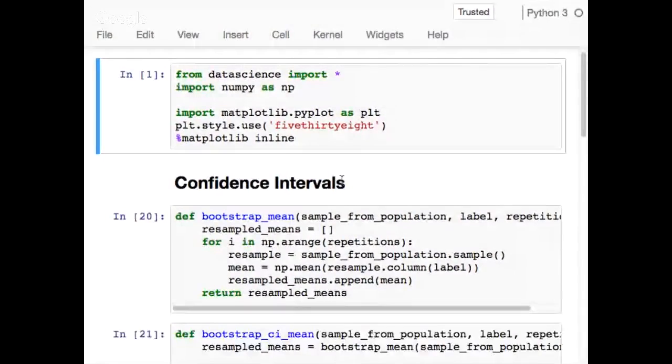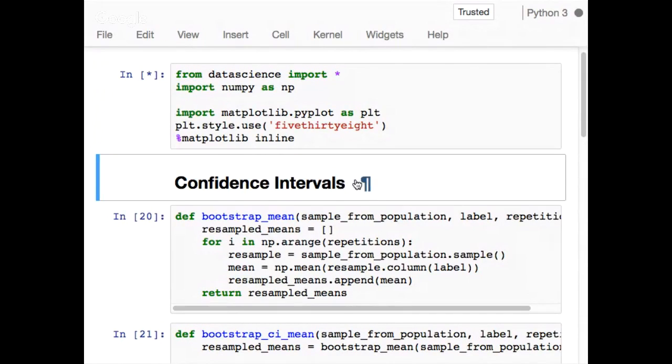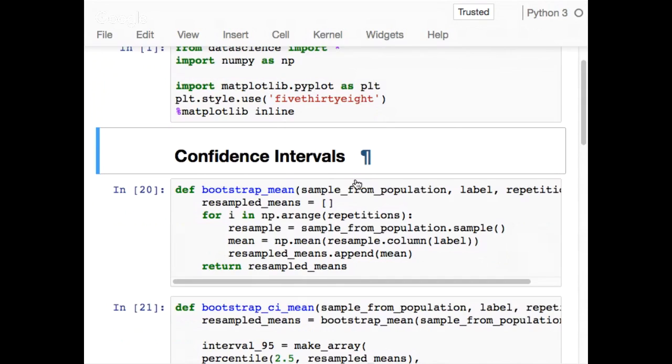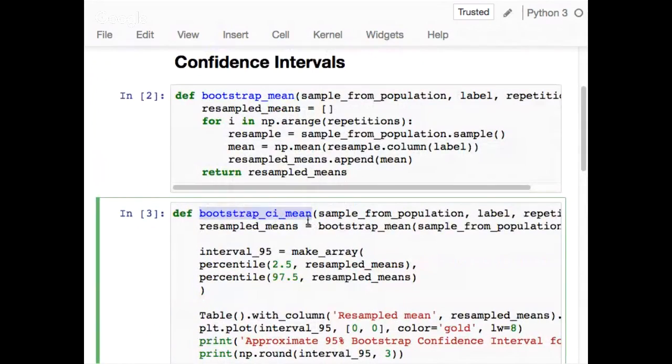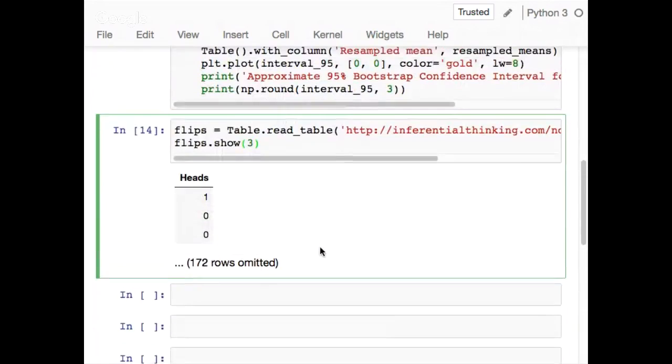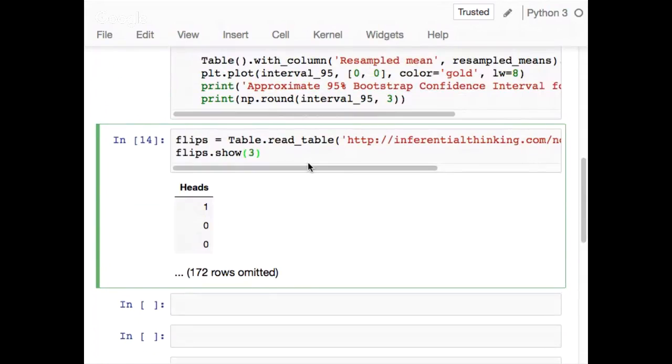So in this class, we've been trying to use real data sets for all this because it's more interesting. But just for today to demonstrate, I want to take a data set that I made up. So here I have a function to do bootstrap CI mean. So it constructs a confidence interval for the mean. Here I have a fake data set called flips. What I did was I took an unfair coin and flipped it a bunch of times. Okay, so here are some flips. Every time I got a heads, I recorded a 1. Every time I got a tails, I recorded a 0.